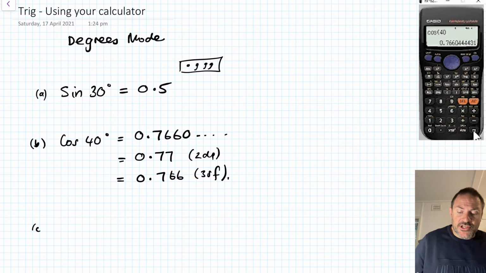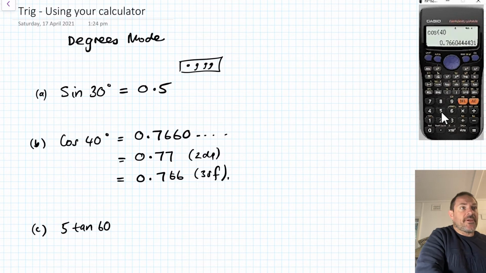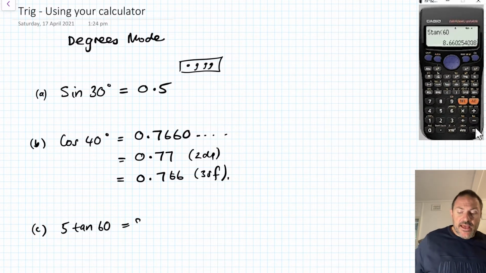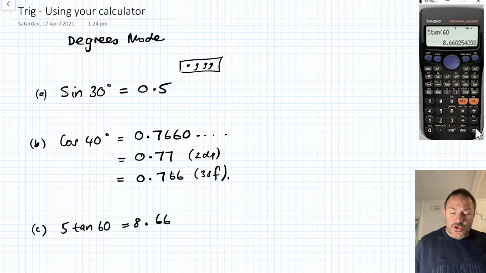Now, we could get a question like this that says to calculate 5 tan 60. Again, all I'm going to type in is 5. I'm going to press tan, and then I'm going to type in 60. Press equals. And that gives me an answer of 8.66 to 2 decimal places. You could type in 5 times tan 60. That would be no problem at all as well.